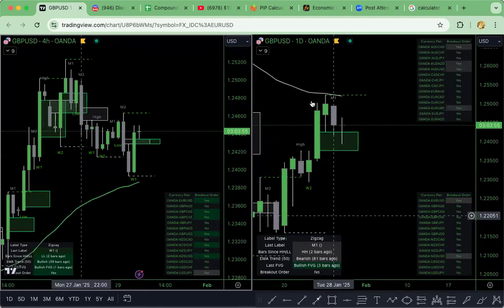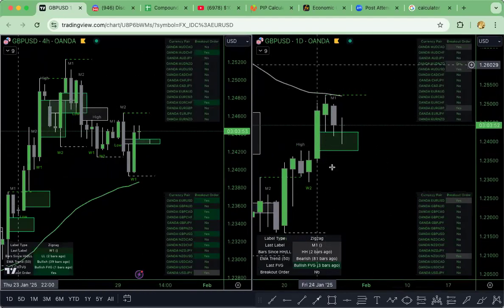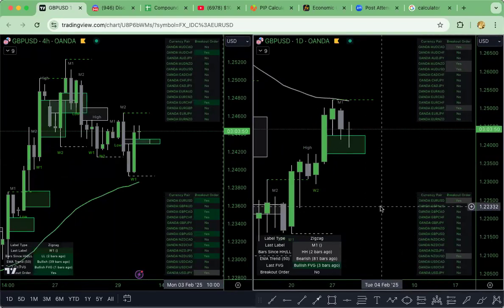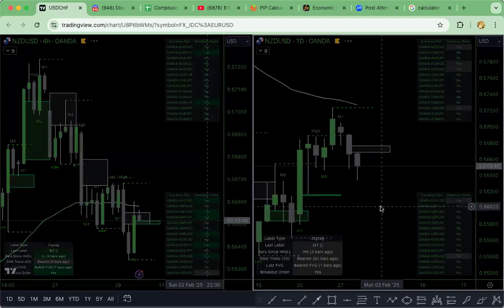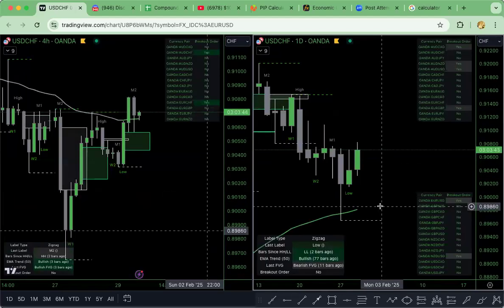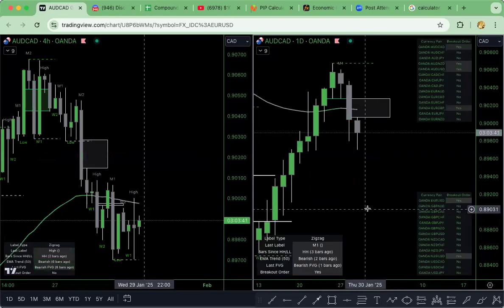GBP USD is not a trade setup because again, we're not even through the EMA on the daily yet. So we leave that. We're not there. Leave that. There's no setup here on USD CHF.